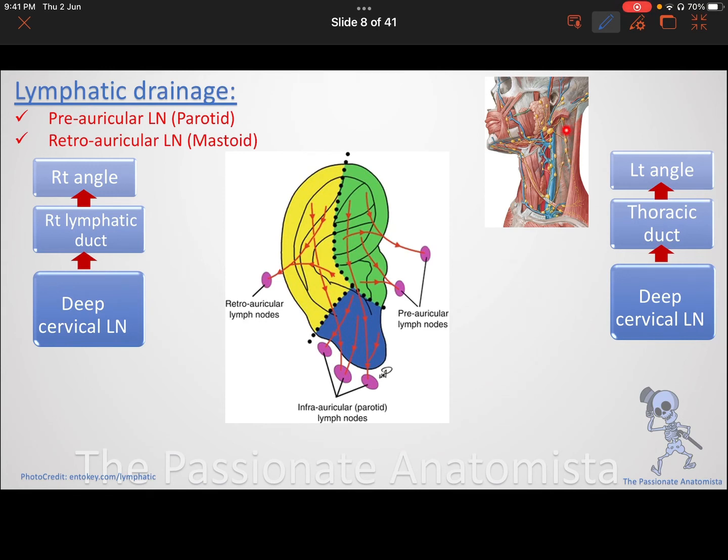Now, where are these going to drain? They're going to drain into the deep cervical lymph nodes. These lymph nodes are actually lying along the internal jugular vein. So to the deep cervical lymph nodes, we're going to drain all the lymphatics around the auricle.